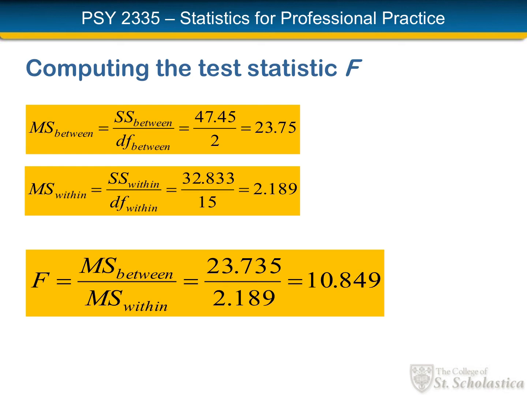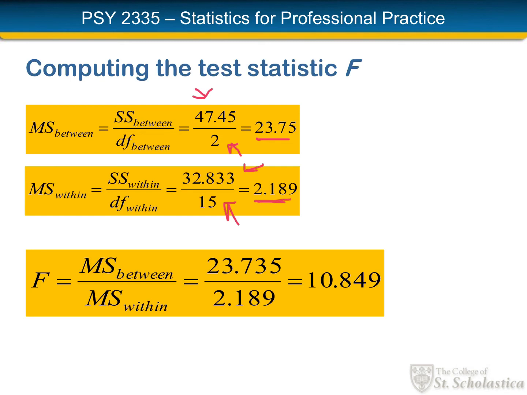For the between mean square, we had a sum of squares of 47.45 between the groups, that systematic component due to the praise, and we had 2 degrees of freedom. When we do the division, we get 23.75 as the mean square. When we look at the random variability, the part that's due to all the individual factors, the sum of squares, which we computed quite early on, was 32.83, with 15 degrees of freedom. When we carry out the division, we find that we've got a much smaller mean square here, 2.189.